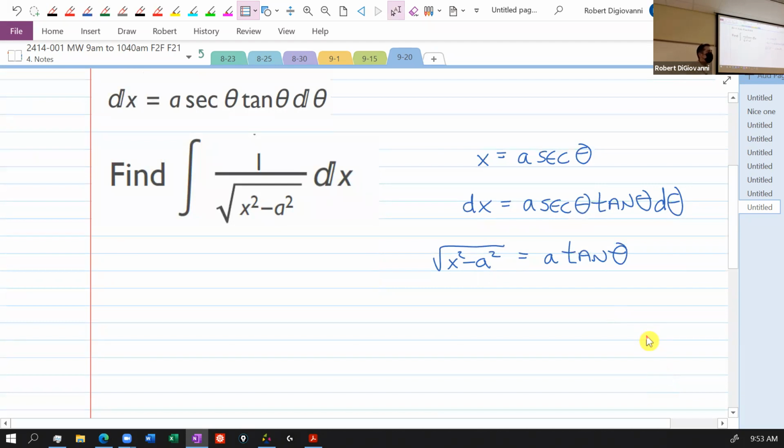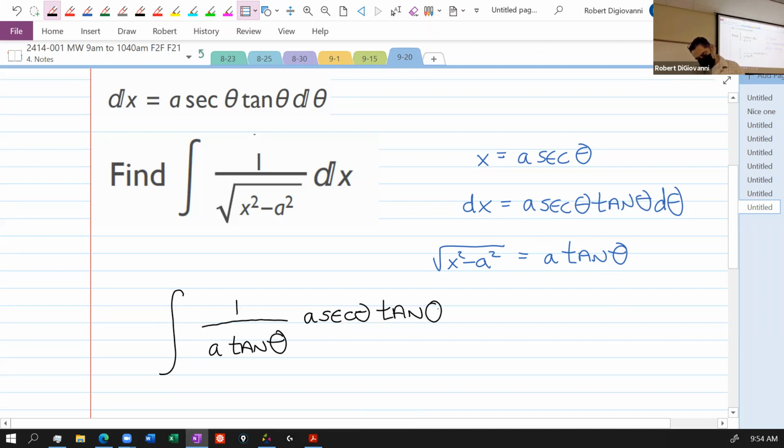Okay. Rewrite the integral. 1 over what? A tan theta d theta, and we're ready or no? No, that's a huge mistake, right? Because I just replaced dx with d theta. That's not what dx is. Dx is all this stuff, so it's A secant theta tangent theta d theta.